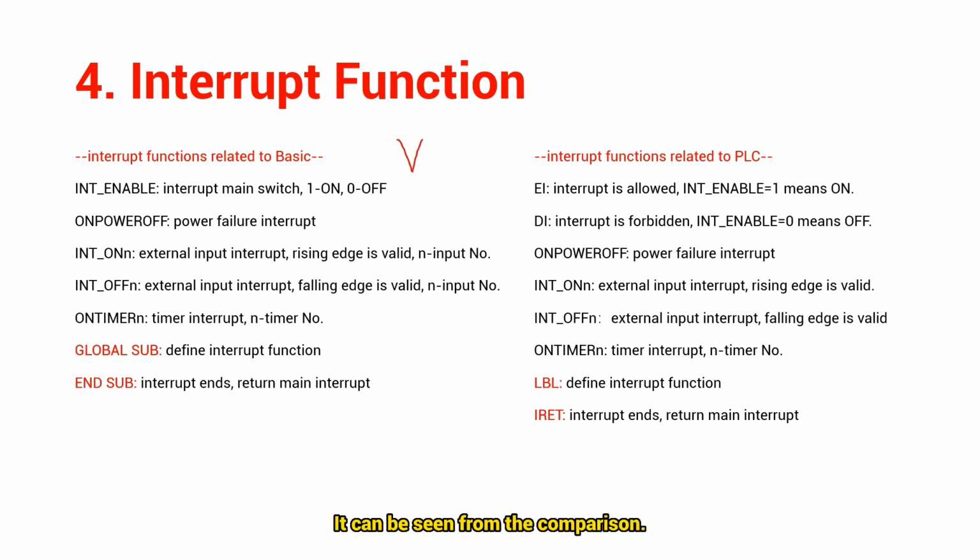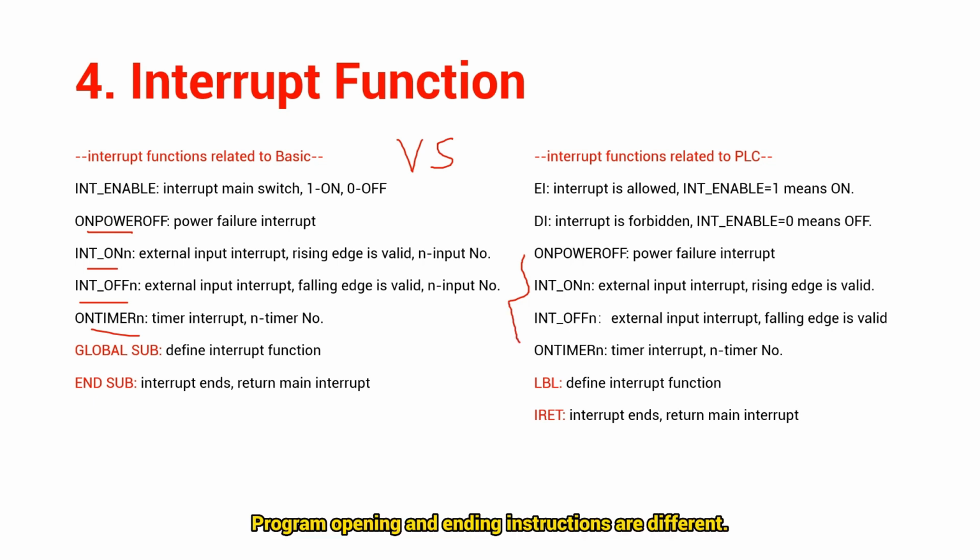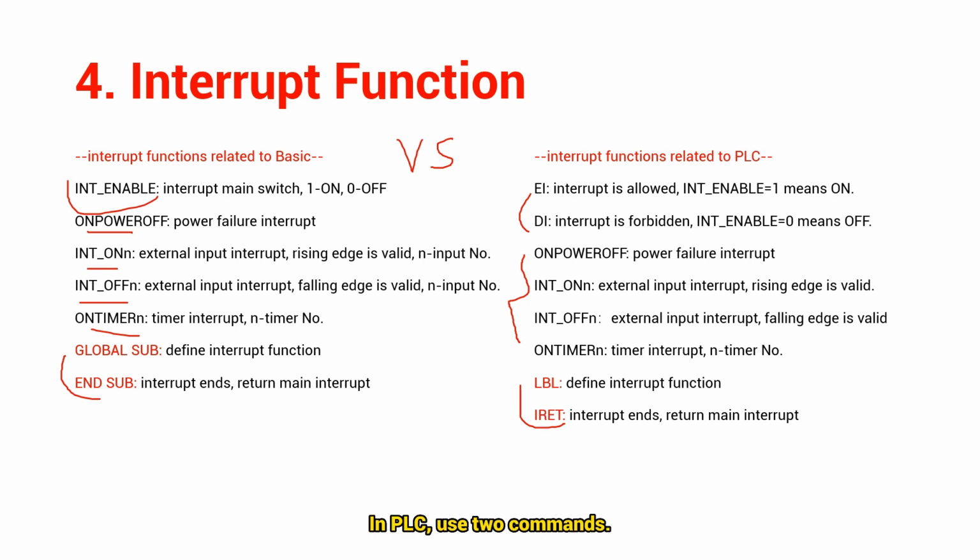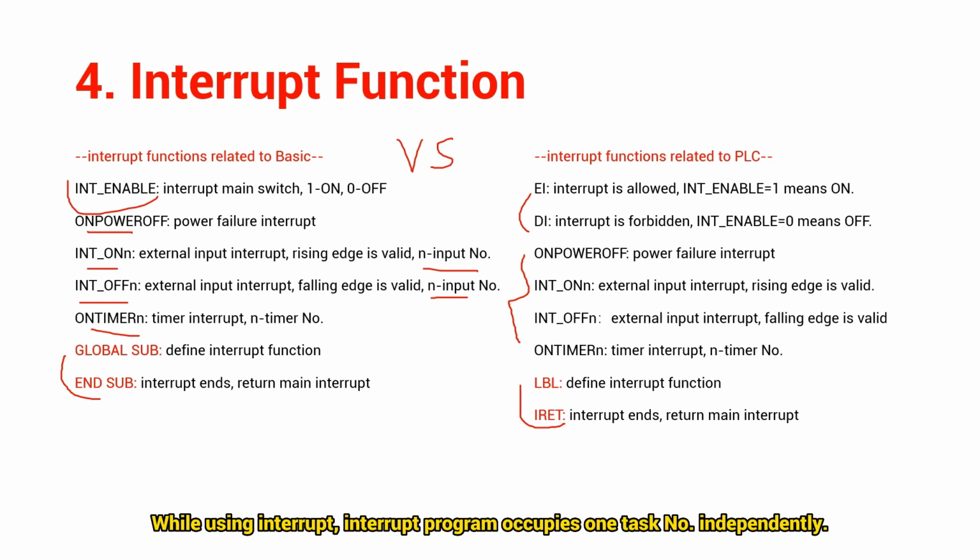It can be seen from the comparison. These are the same. Program opening and ending instructions are different. In BASIC, use one command to switch on and off. In PLC, use two commands. Only one thing should be noticed: the number should be consistent with trigger 1. While using interrupt, the program occupies one task number independently. In the task window when debugging, the interrupt running state can be viewed.